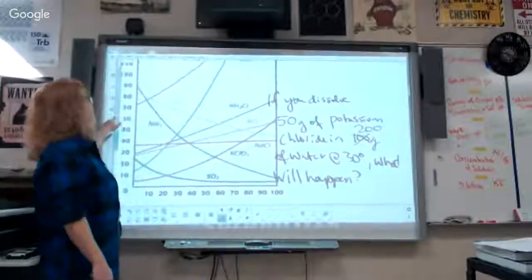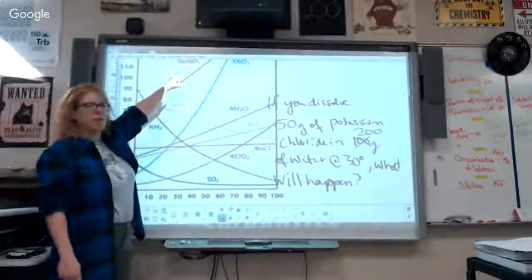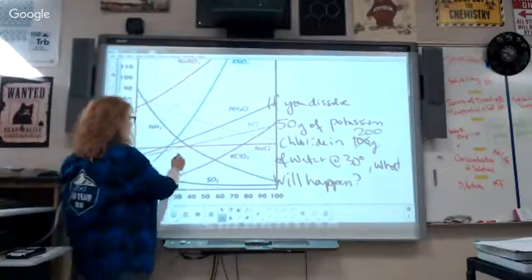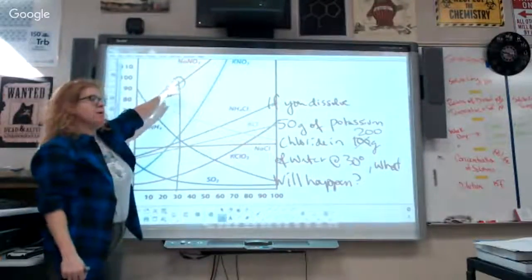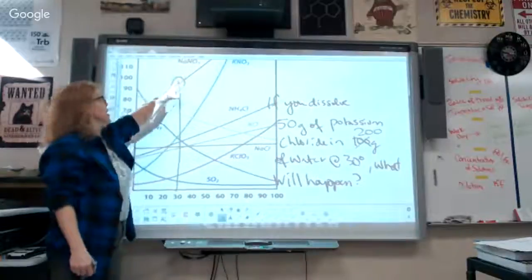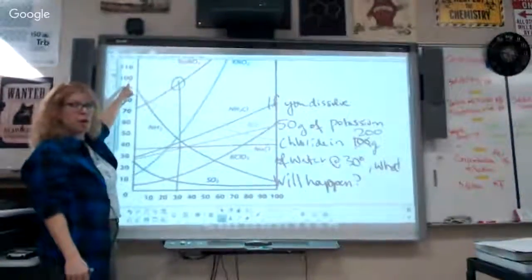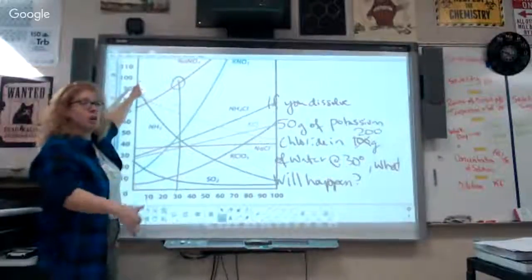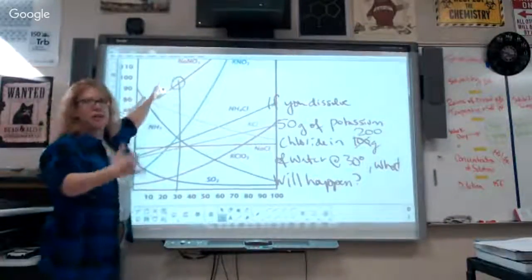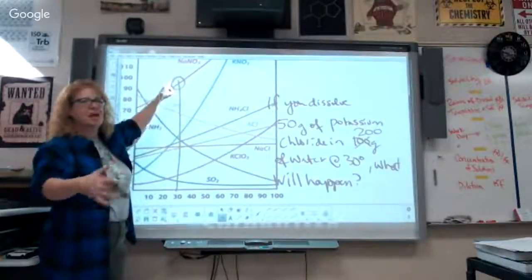The red line would be a really good example of one that would be like that. At 30 degrees, if I make a saturated solution of sodium nitrate, it's also really concentrated. There's 90 plus grams of sodium nitrate in 100 grams of water. It's very concentrated when it's saturated.